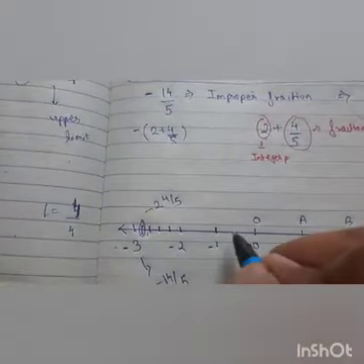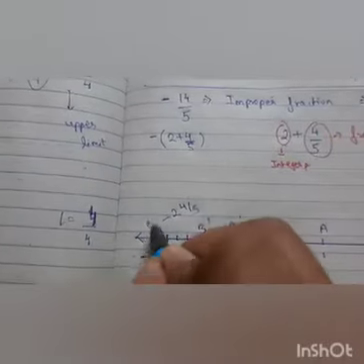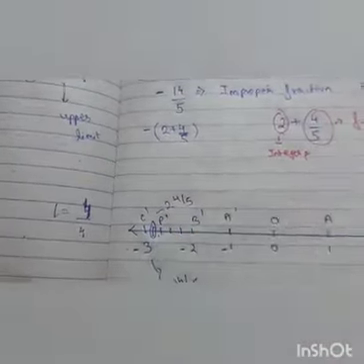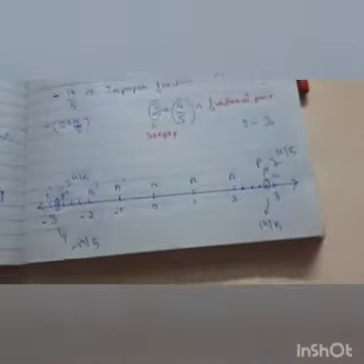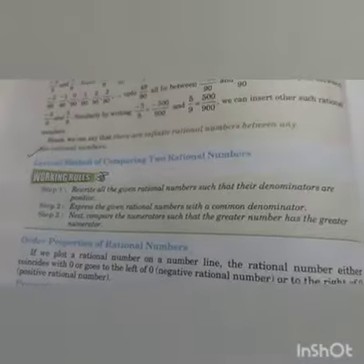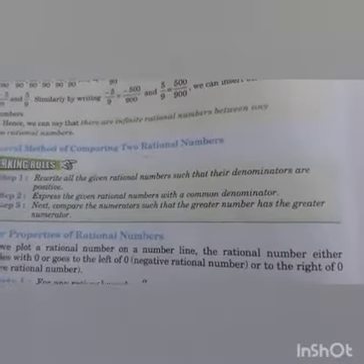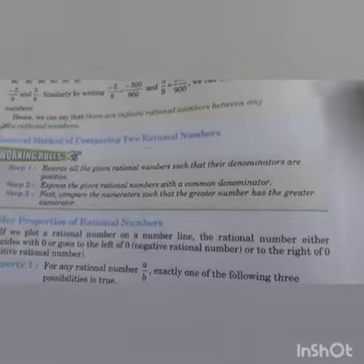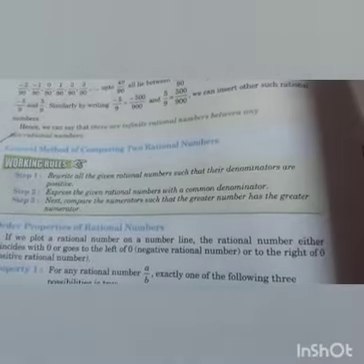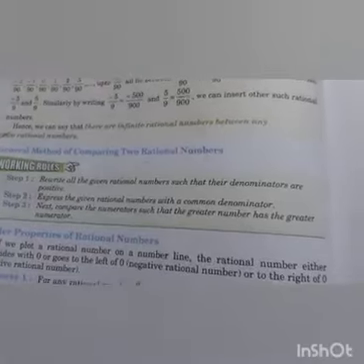Similarly here also, O, write A dash, B dash, C dash, and this point you can write here P dash. So this is how you need to represent any rational number on a number line. Now comes your next topic, that is comparing of two rational numbers. Comparing of rational numbers means you need to see which rational number is greater or which rational number is smaller.